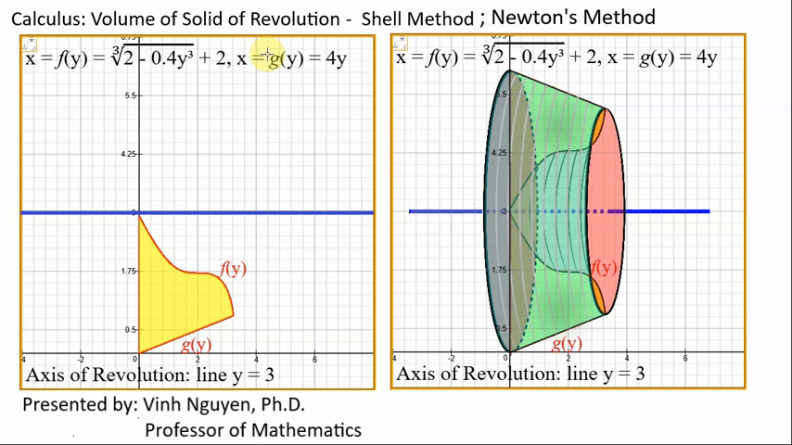This video is on solid revolution using the shell method. So here we have the function f of y, which is this graph right here, and then the function g of y, which is this graph. And then we have the yellow region right here, and we're going to revolve it about the line y equal to 3. And this is the solid revolution, and we want the volume of this solid revolution.